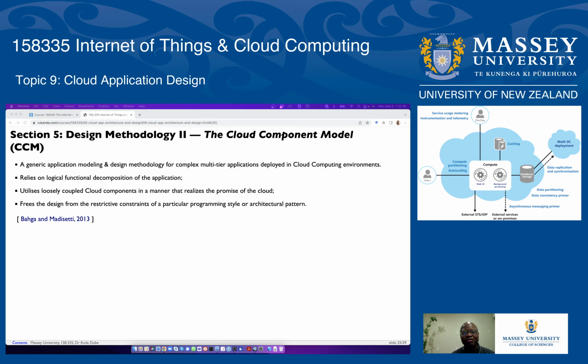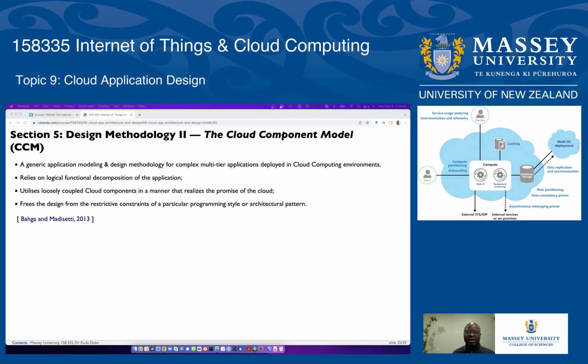So it frees the design from the restrictive constraints of a particular programming style or even architectural pattern. In other words, once you get an application, you need to decompose it into logical units, and each unit potentially then becomes a cloud service. And then the application itself becomes an orchestration of these units, these components. So in the cloud component model, you come up with the cloud components, and then the application becomes a combination of them. Of course, there is loose coupling so that you can manage each component separately. You can do all sorts of operations on it.